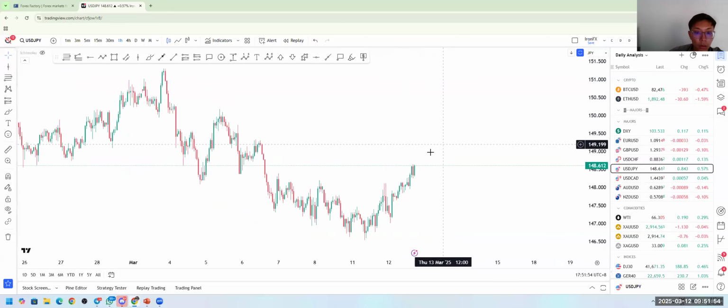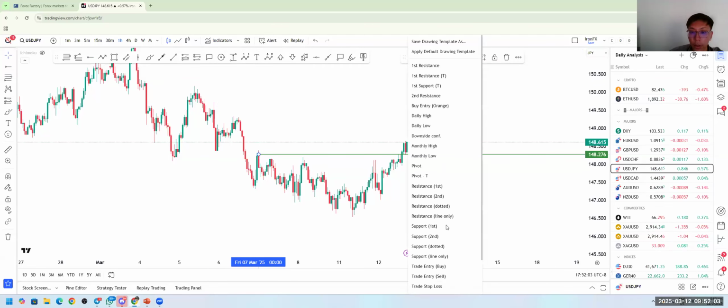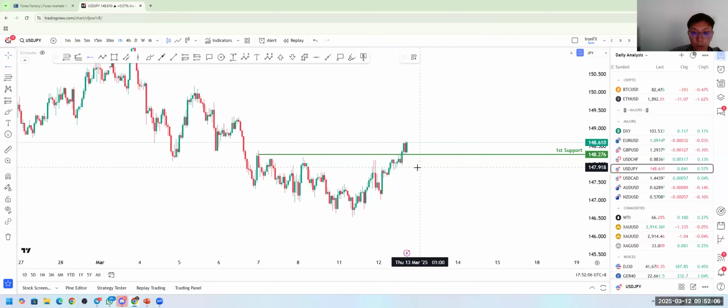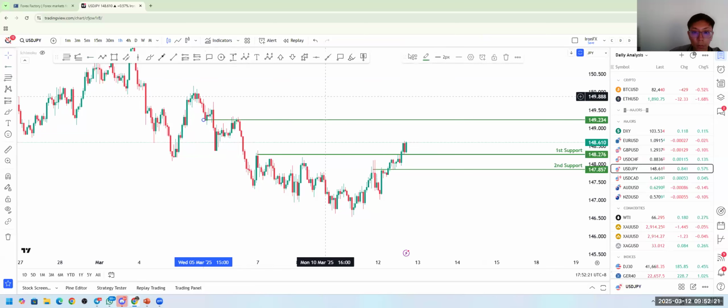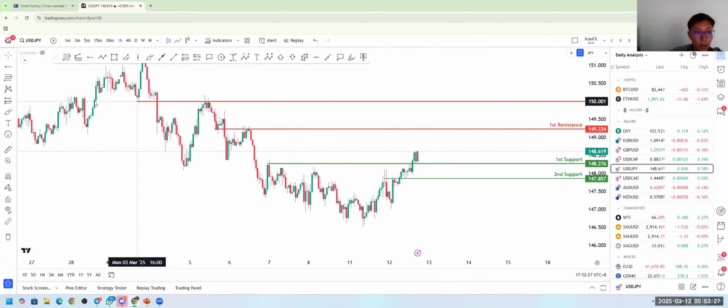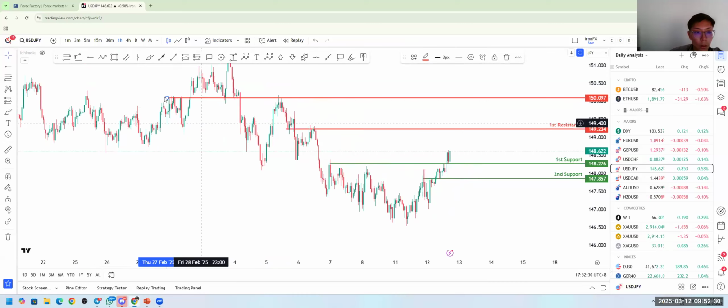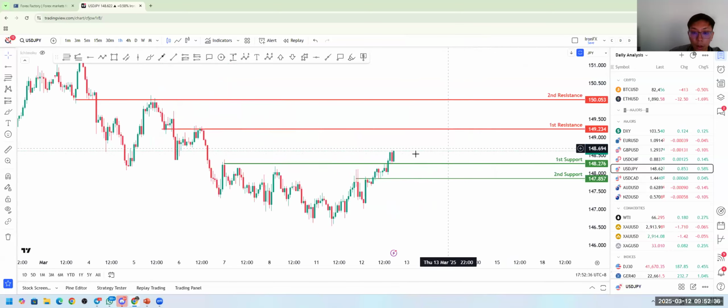Let's see. UJ. Okay, we still have some time. Maybe let's do UJ last. Then we will end off the session. H1 chart. See first resistance, second resistance. It's fine. We can just try it like that.